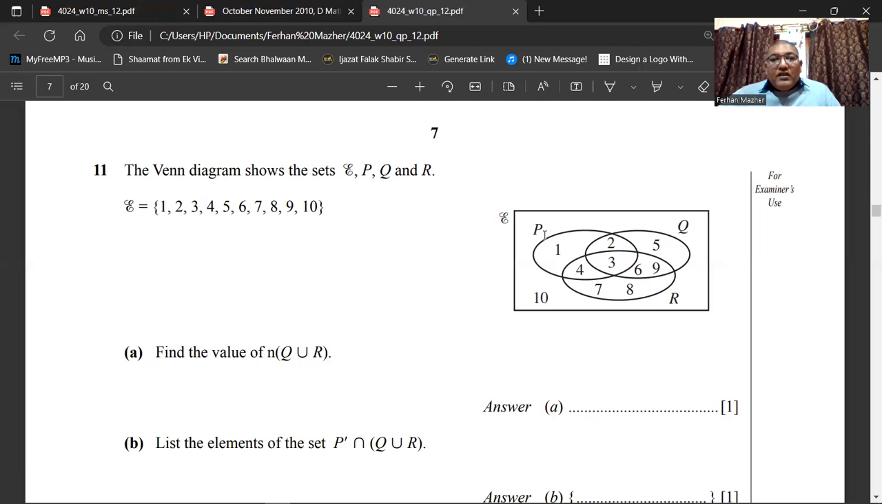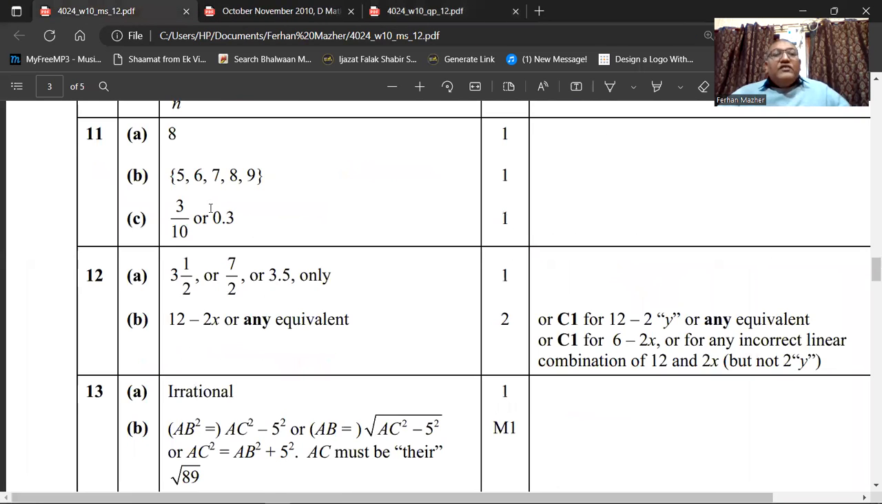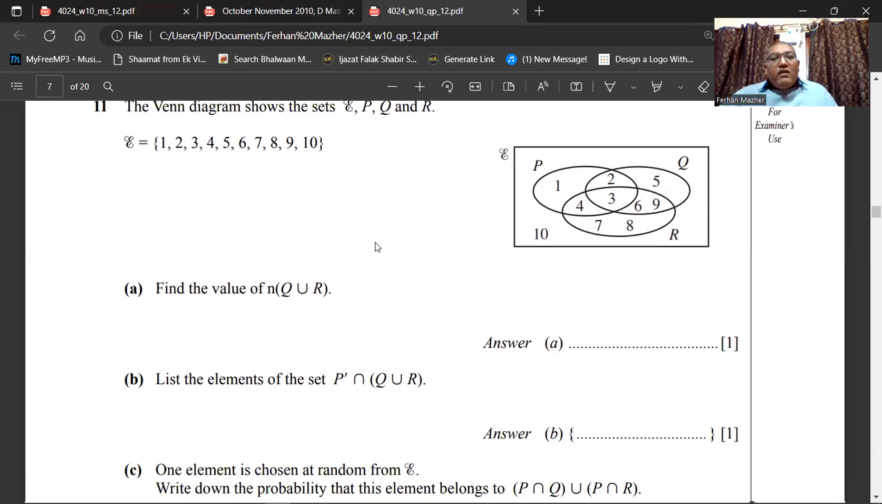You see, out of P, the common portion with the Q union R, but outside the P. So that is 5, 6, 9, 7, 8. So 5, 6, 7, 8, 9. This is how you will list them down. So our answer is right. We are done with the B part.